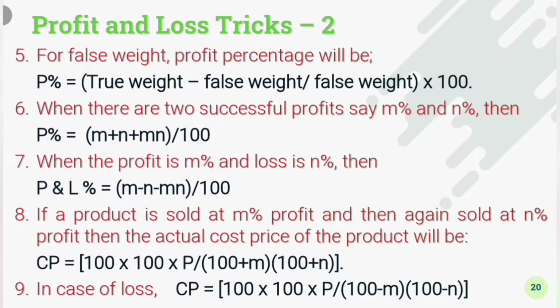Profit and loss tricks. Number 5. For false weight, profit percentage will be: profit percentage is equal to true weight minus false weight divided by false weight, whole multiplied by 100.